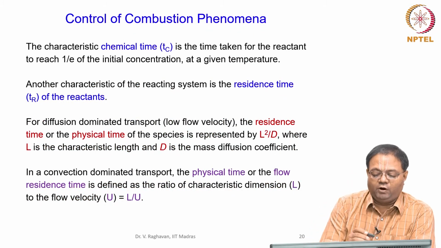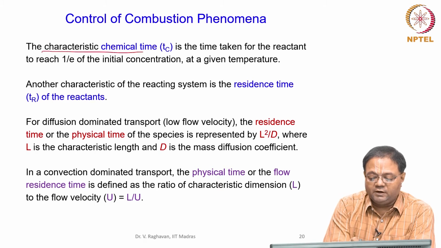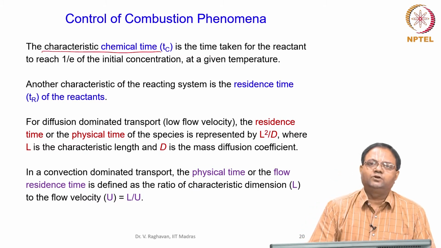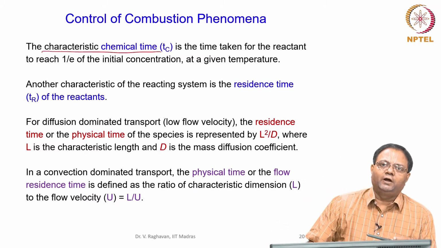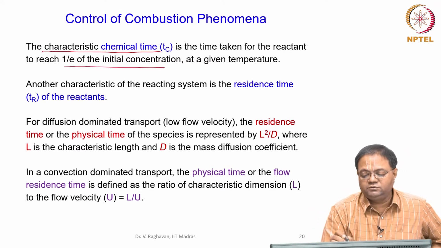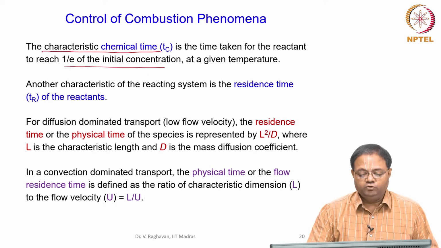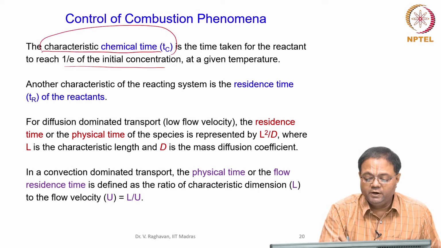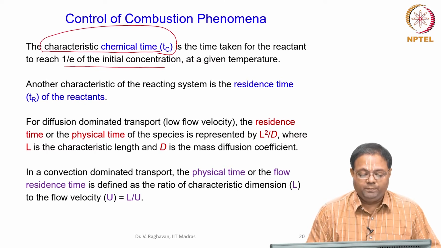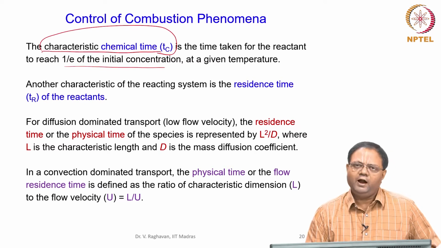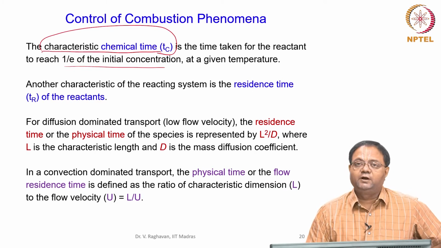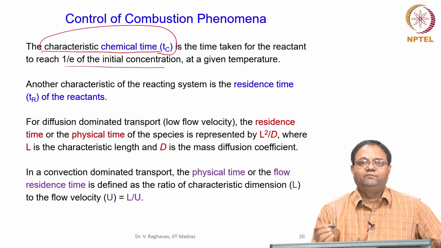Okay, now let us see. We have already seen what is called the characteristic chemical time. That is, the initial concentration of reactants we know. The concentration of the reactant is reducing with time. When it reaches 1/e of its initial concentration, it needs some time to do that. That is called the characteristic chemical time, t_c: the time taken by the reactant to reach 1/e of its initial concentration at a given temperature. So, that will be the time for the chemical reaction to occur. So, chemical time we say.